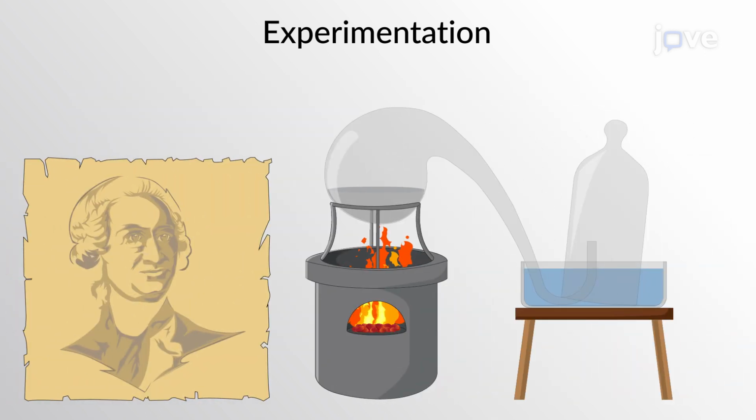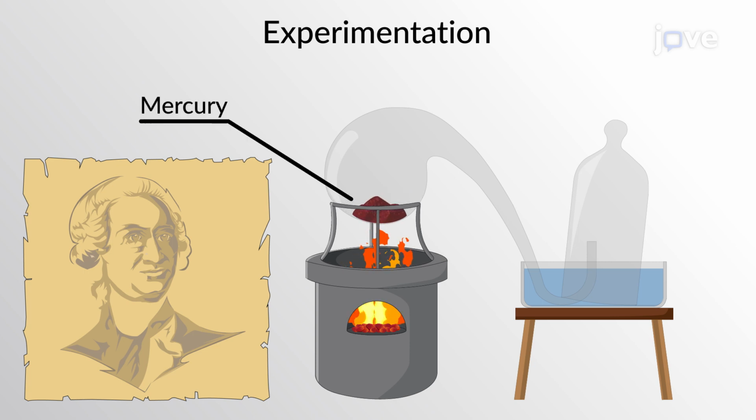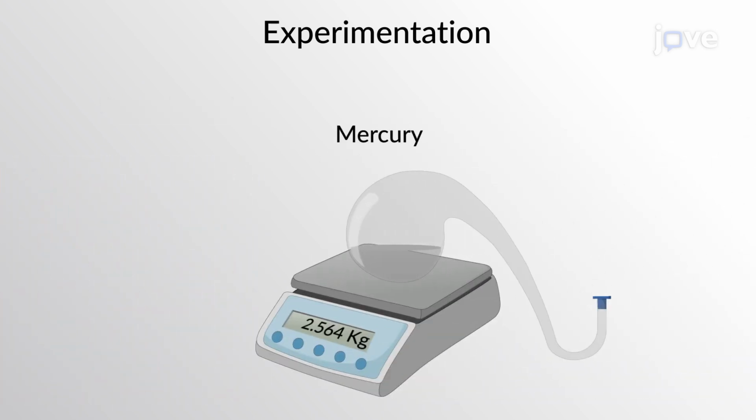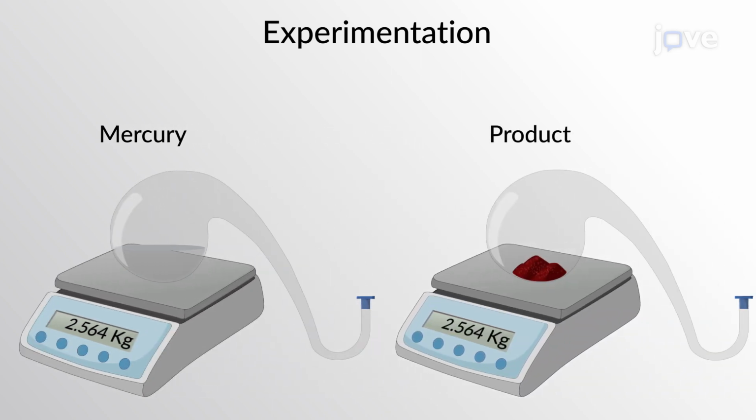Lavoisier tested his hypothesis by heating mercury in a closed setting. This led to the formation of a reddish substance. His experiments were quantitative, so he carefully recorded the mass of the reactants and the products in the closed system as well as separately.